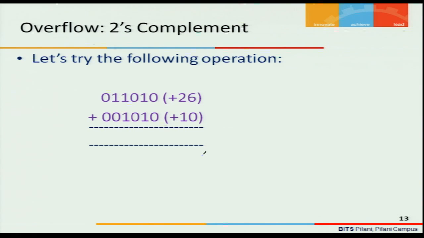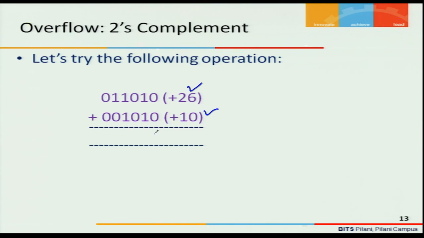Now let us look at this particular example. You can see two numbers represented using 6 bits, and these two numbers are in 2's complement form. The decimal value of the first number is plus 26 and the second number is plus 10. Now let's add these two numbers. We have already seen two addition examples and the result came out correct, so let's try this and see what your observation is.